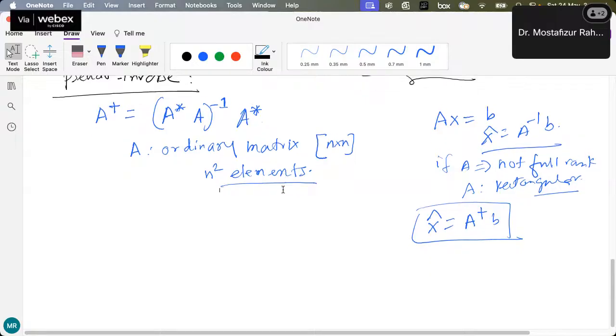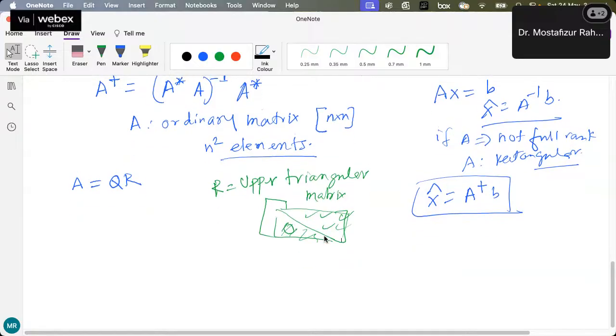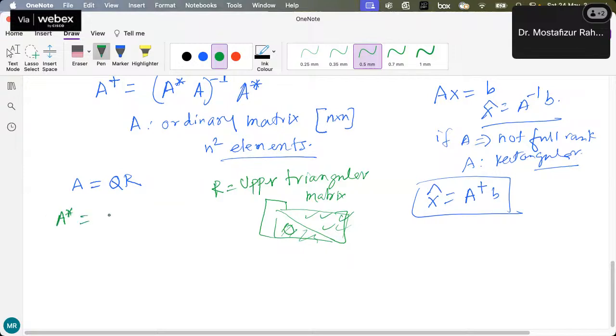Now what we have learned is that A equals QR, right? Q is fine, it is an n cross n orthogonal matrix, but R is an upper triangular matrix. That means already half of the elements are zero, and I only have to work on these elements because this part is zero. So half of the effort is already reduced. Then let us compute this part. A star will be QR star, that is equal to R star Q star, right?